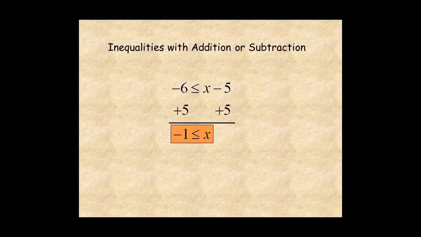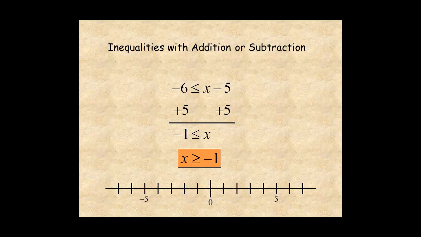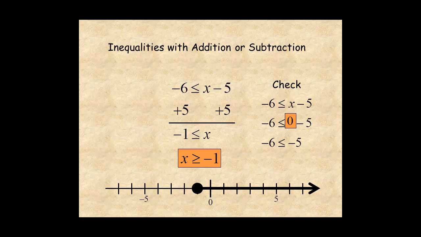Notice that this is backwards. For an inequality to make sense, the variable needs to be on the left. So flip it around, and you have x greater than or equal to negative 1. To graph the solution set, draw a solid dot at x equals negative 1 and an arrow to the right. Notice that x equals 0 is an easy choice for checking the solution.